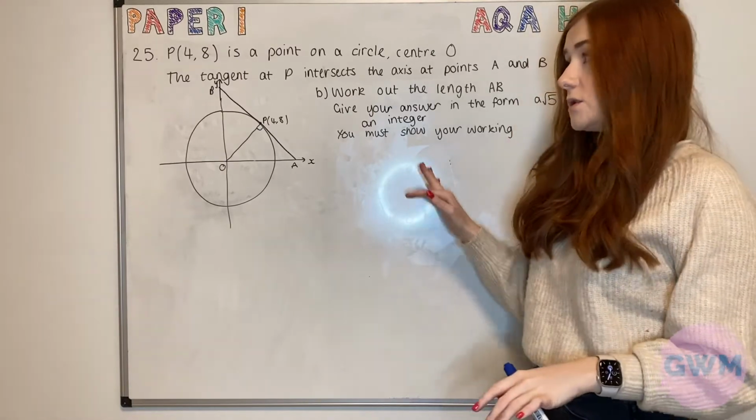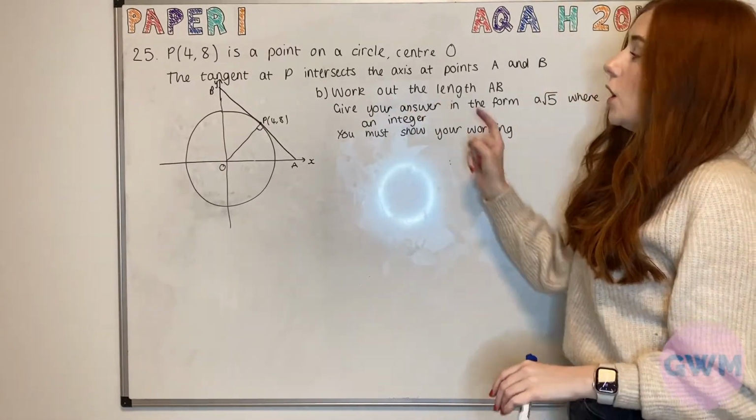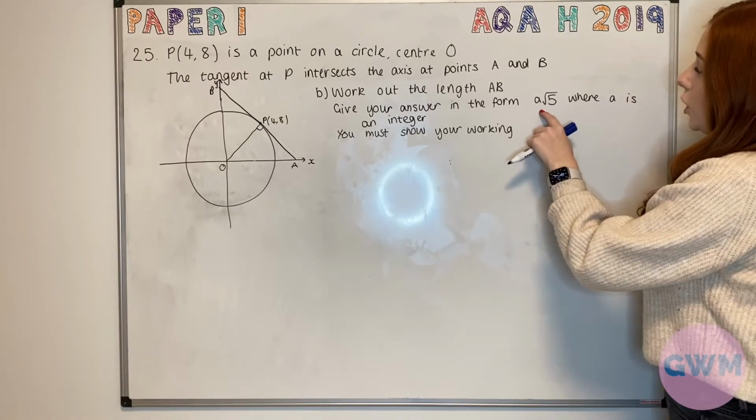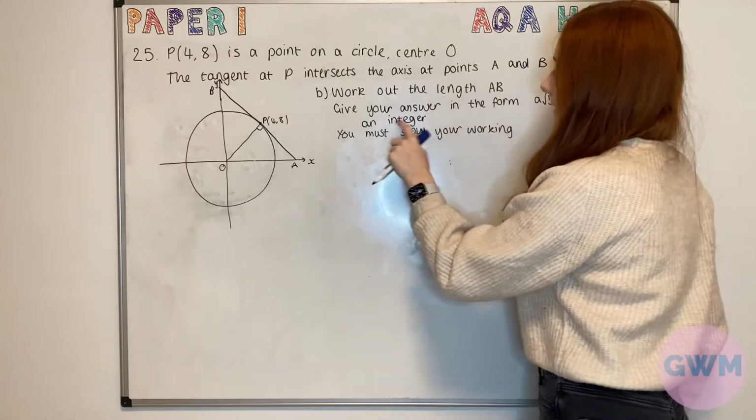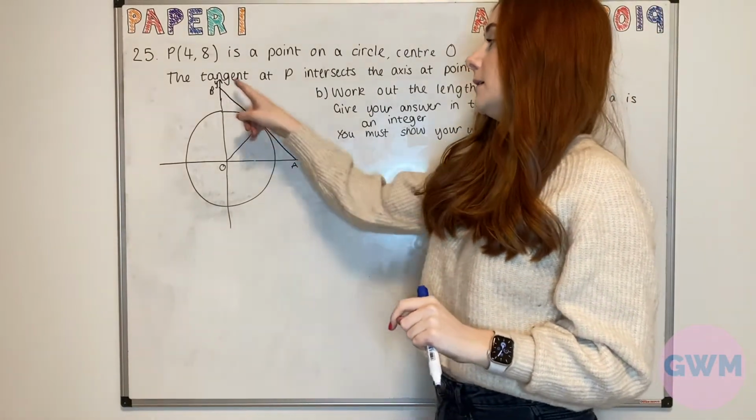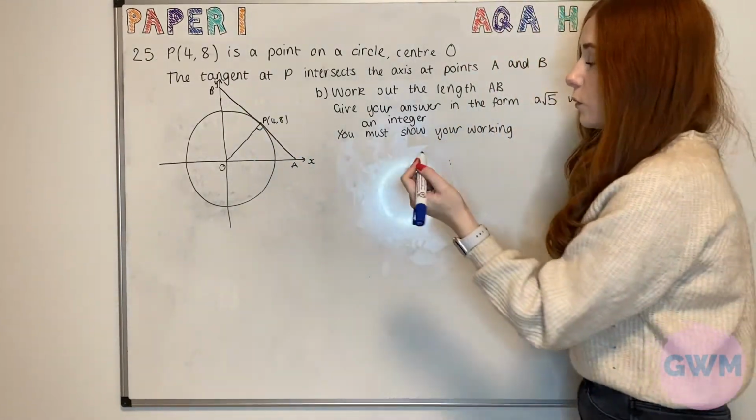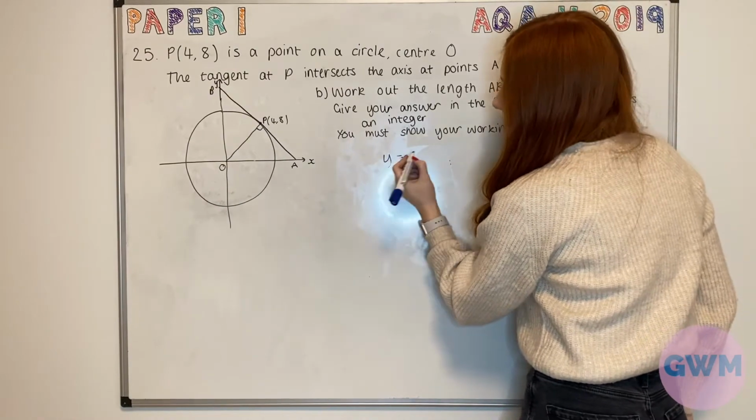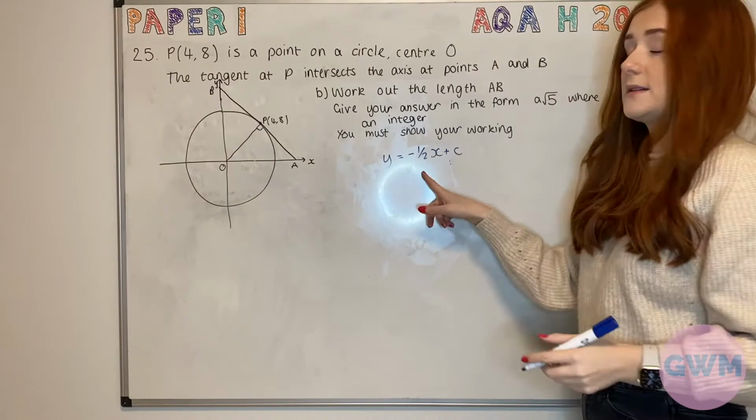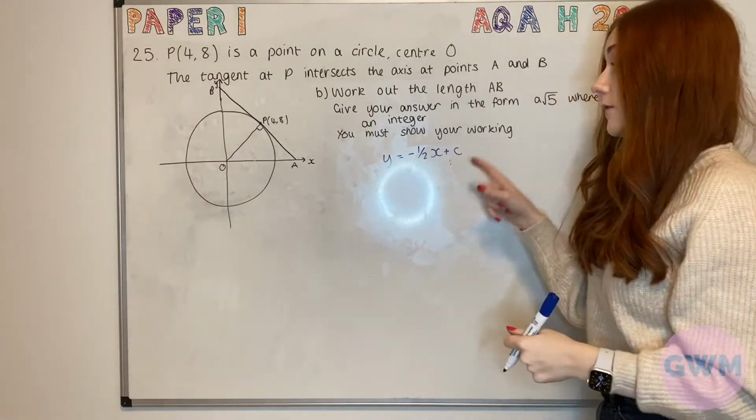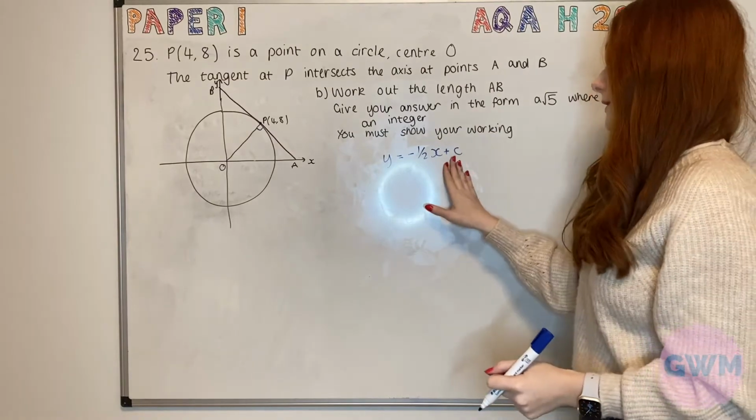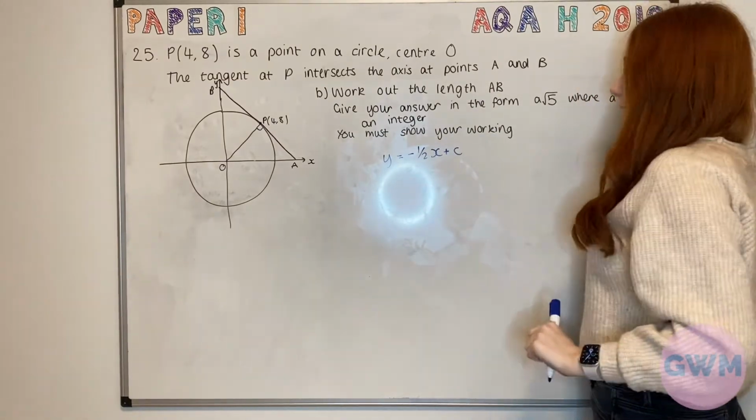So part B to question 25 now says, work out the length of AB, give your answer in the form A root 5, where A is an integer. Okay, so we want to know the length of this line. What is that line? That line, we know from part A that the gradient is minus half. So even if you couldn't work it out yourself, it gave you that answer. So don't give up. Make sure you use the answer in this part and have a good go at this one as well. So we know that.